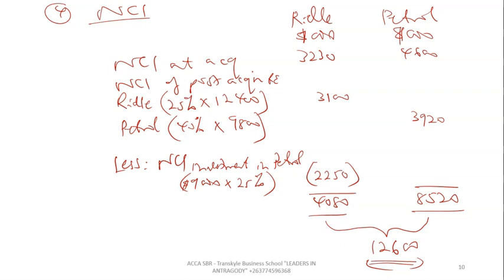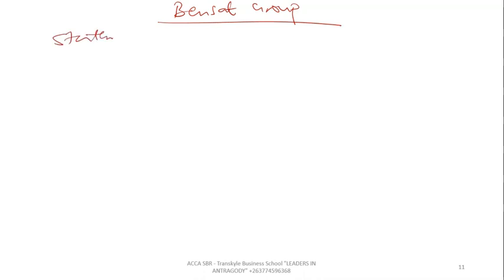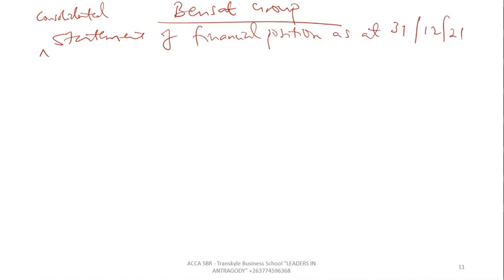Once we are done with the workings, we then have to come up with the statement of financial position as required by the question, the consolidated statement of financial position of Bensot as at 31st December 2021. So this is the Bensot group. You can just say consolidated statement of financial position as at 31st December 2021. Everything should be in thousands.